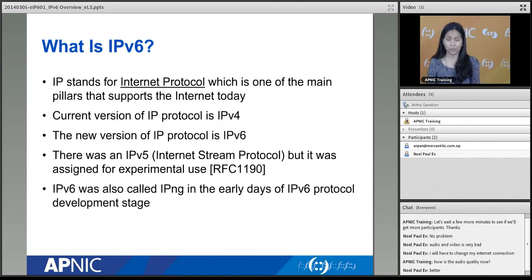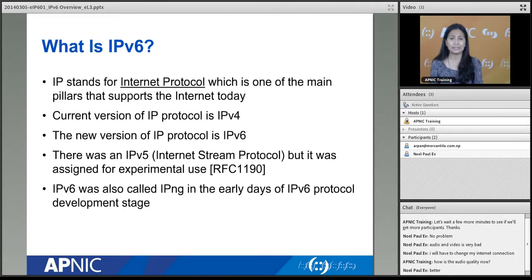So IPv6 is a new protocol, but the word new here is being used very loosely, because technically it is not a very new protocol anymore. It has been around since the late 1990s. The protocol itself was standardized in 1998.